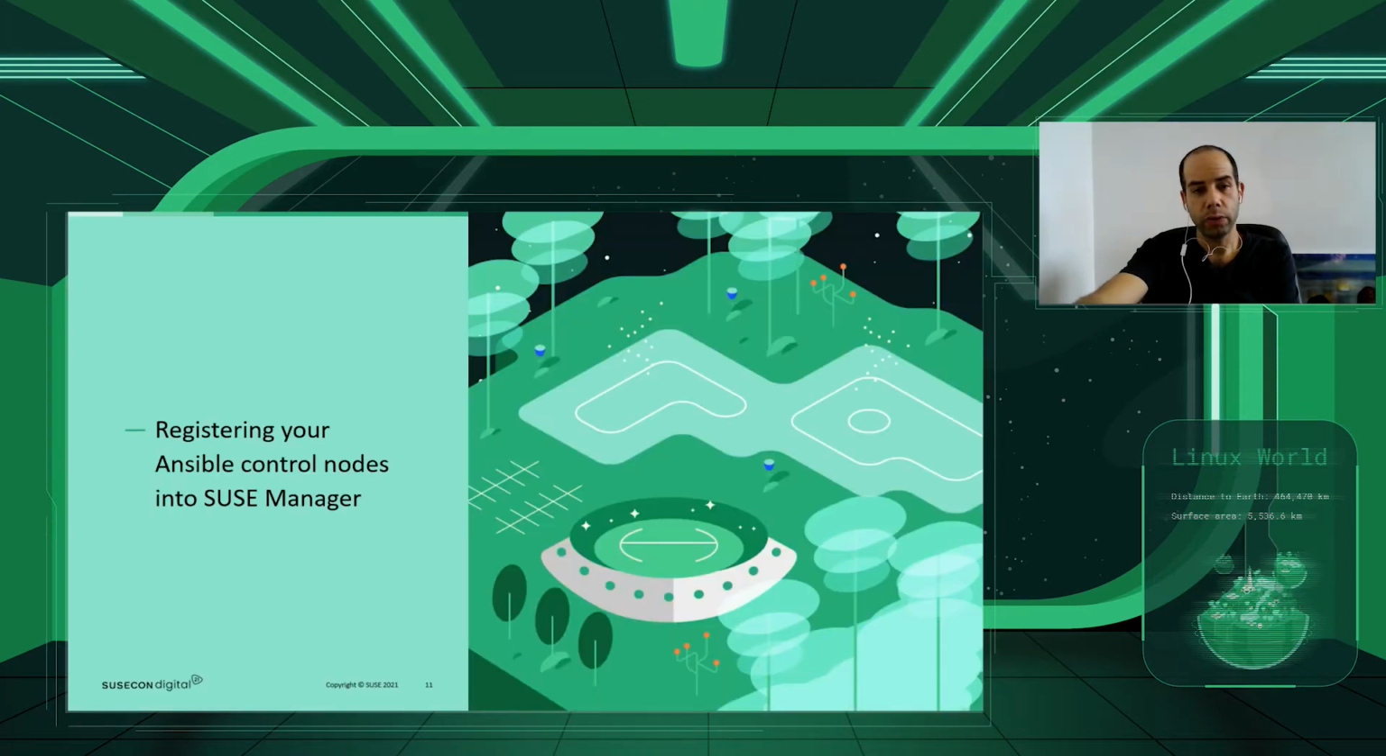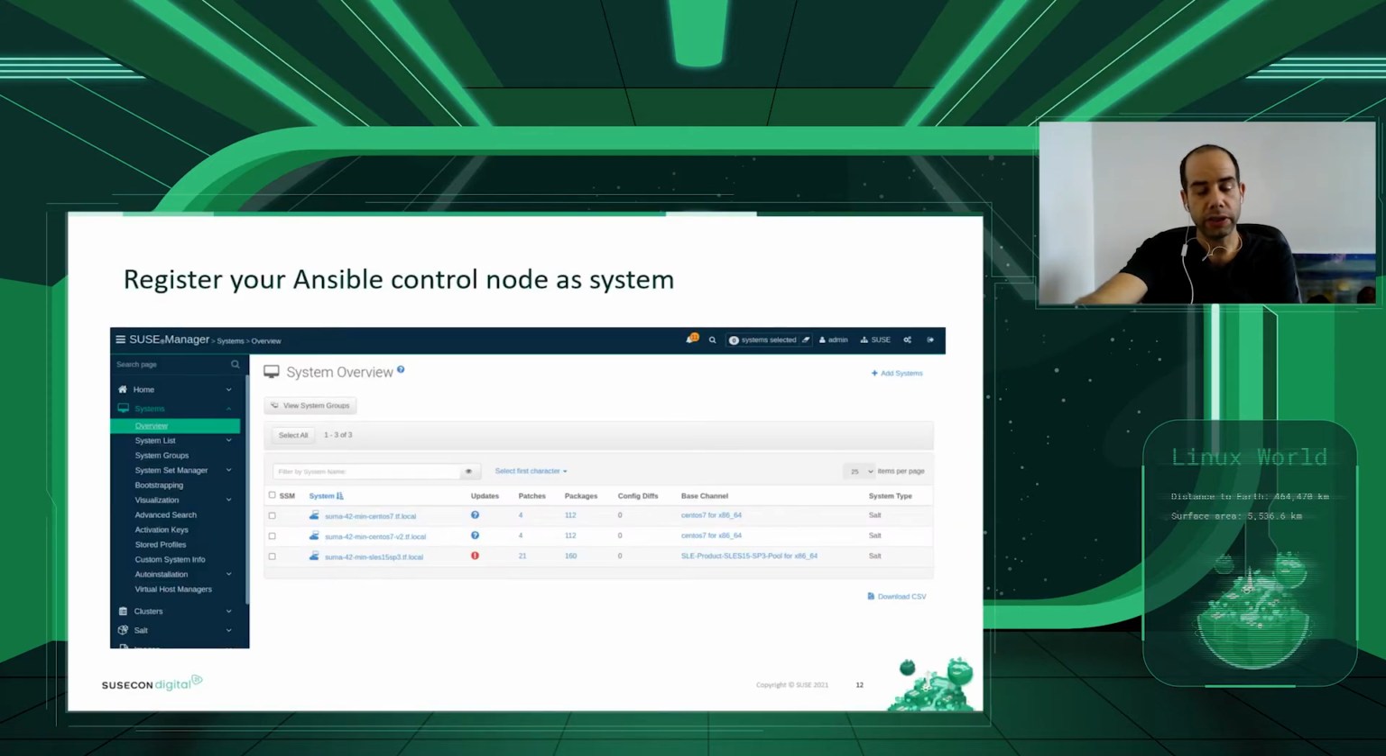So, how to register your Ansible control node with SUSE Manager? The first thing we need is to register the system as a minion. In this case, we are doing this demo using Leap 15 SP3 as our Ansible control node. First thing we need to do is to register it as a normal Salt client. That's it, we have it, cool.